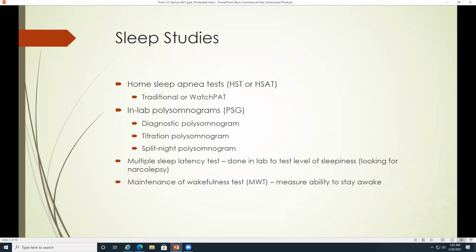We'll talk about multiple sleep latency tests. These are done to quantify sleepiness, and the most common use is for evaluating for narcolepsy. And then we'll talk a little bit about maintenance of wakefulness tests, which are used to measure someone's ability to actually stay awake for a prolonged period of time.